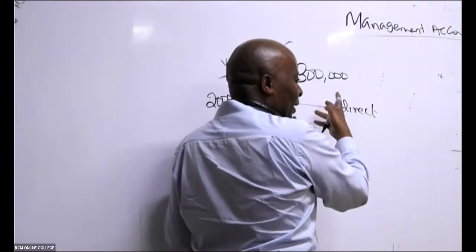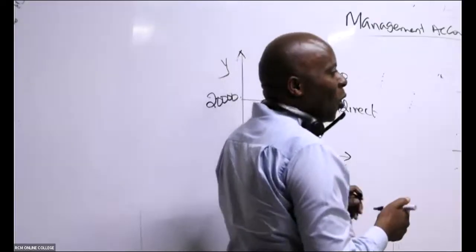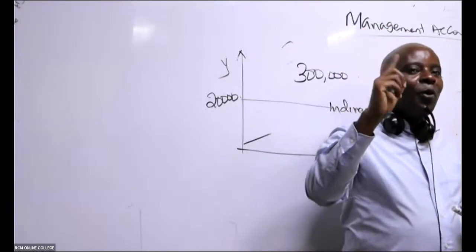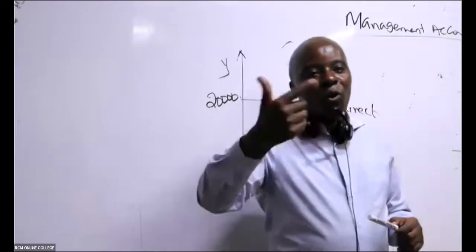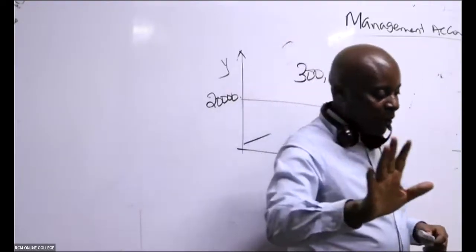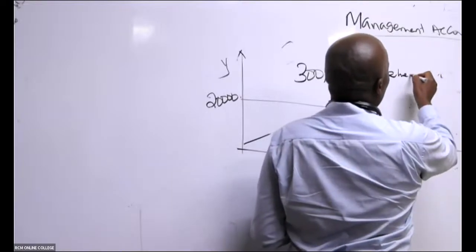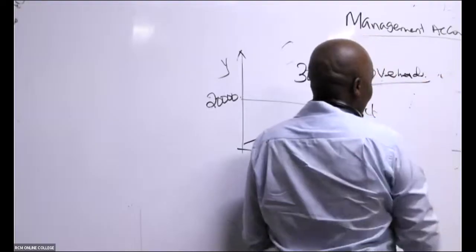No, it's monthly. As we shall see, ladies and gentlemen, all indirect costs are periodic in nature. We pay them periodically. It could be monthly, quarterly, yearly. Is that okay? That is why we are calling them what here? Somebody? Overheads. They are on top of everything there. Overheads.